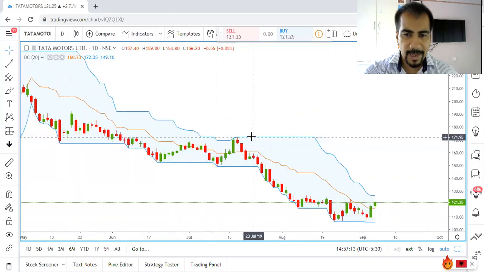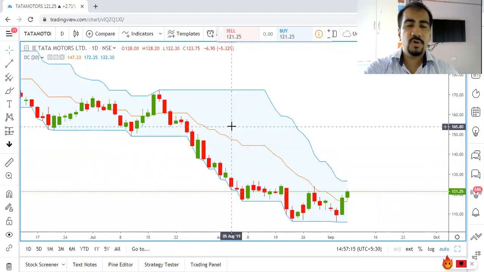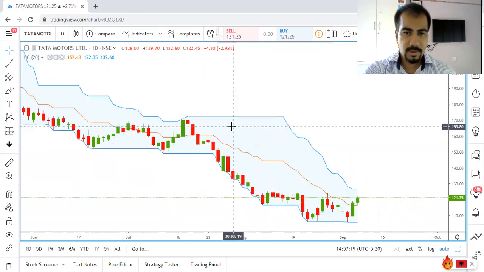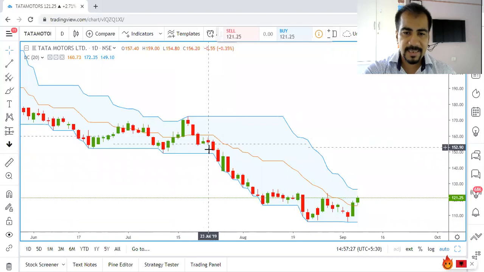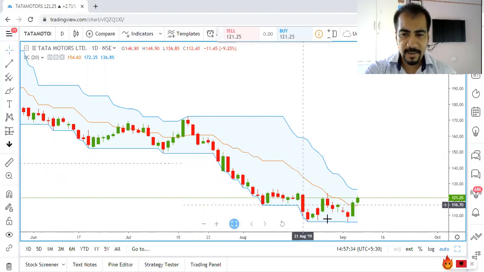And then we had a small pullback. In this small pullback, there was a whipsaw. Whipsaw is basically a signal which ends in a loss. All right. So you can see over here, the price has closed above 169, and then suddenly the price starts coming down, once again signaling a downtrend at 149. So from 149, the price goes to 106.